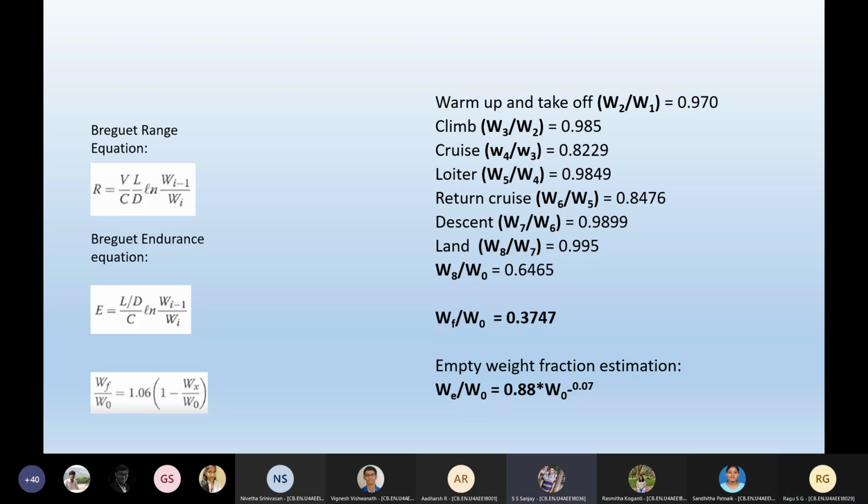Raghu, I have one more question. For the cruise and return cruise, why are the weight fractions changing? Have you assumed a different L by D and V for the second cruise, the return cruise? For the return cruise, we assume the same L by D, but the specific fuel consumption, I think we vary. Higher, oh, L by D, the C value is changing. Yeah, we changed the L by D in the return cruise.